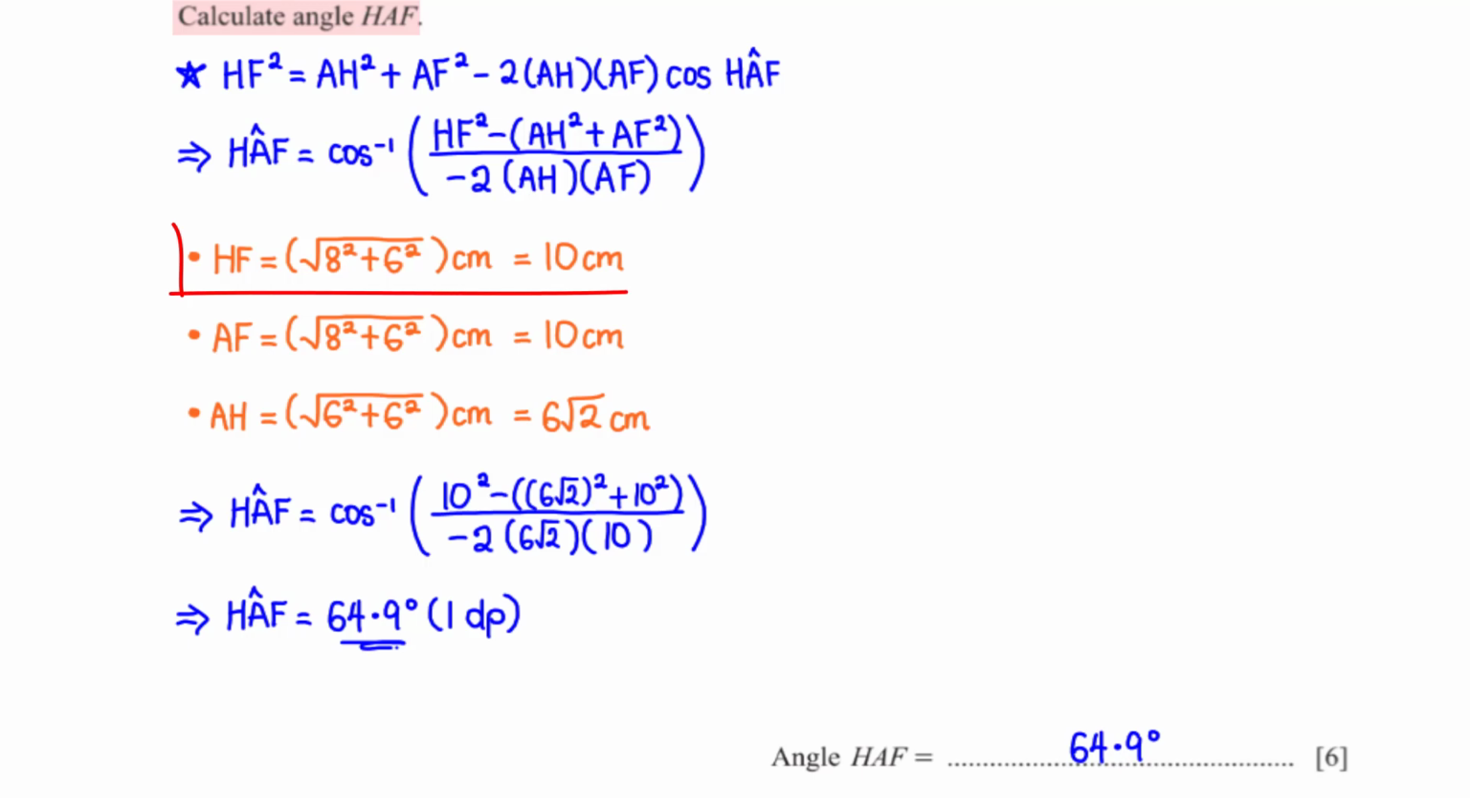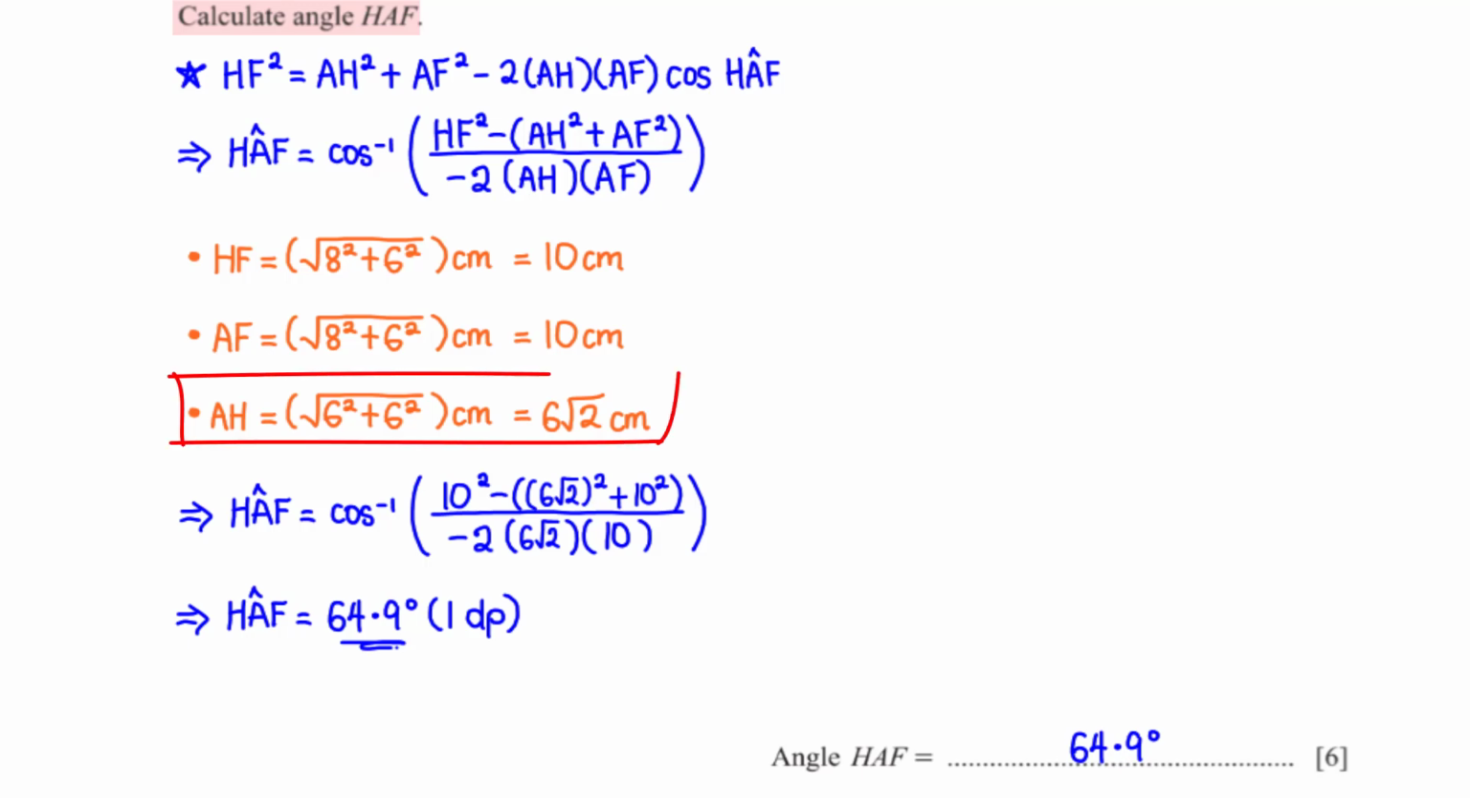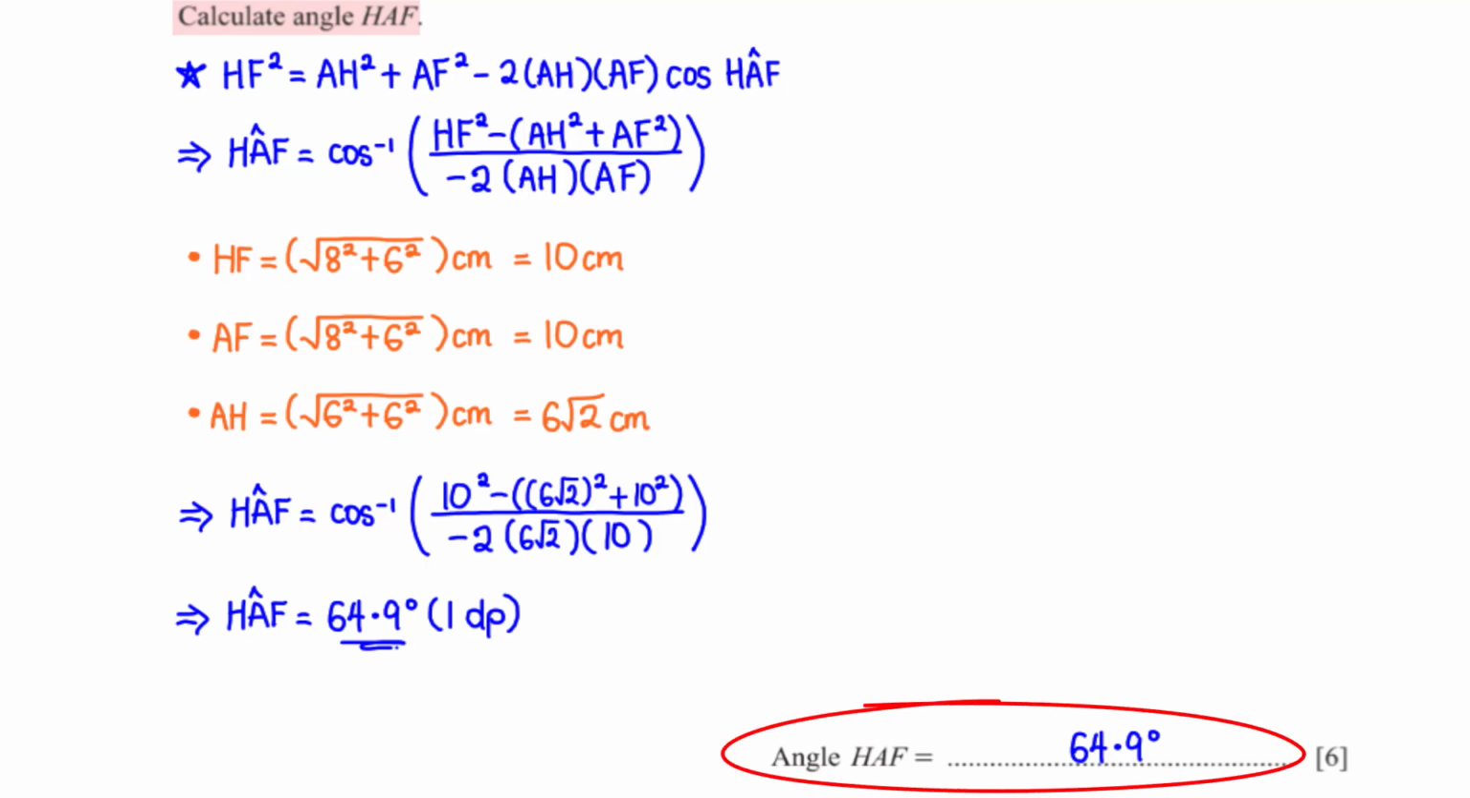When we apply the Pythagoras theorem to triangle HGF, we get the length of HF as square root of 8 squared plus 6 squared, which gives us 10 centimeters. When we also apply the Pythagoras theorem to triangle ABF, we get AF as square root of 8 squared plus 6 squared, which gives us 10 centimeters. And then when we apply the Pythagoras theorem to triangle ADH, we get AH equals square root of 6 squared plus 6 squared, which gives us 6 root 2 centimeters. When we substitute all these values into the equation and type the resulting expression into the calculator, we get angle HAF as 64.9 degrees, correct to 1 decimal place.